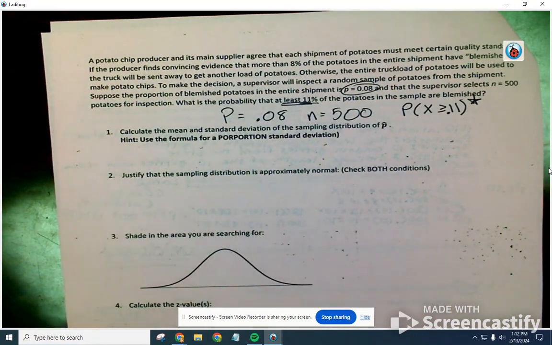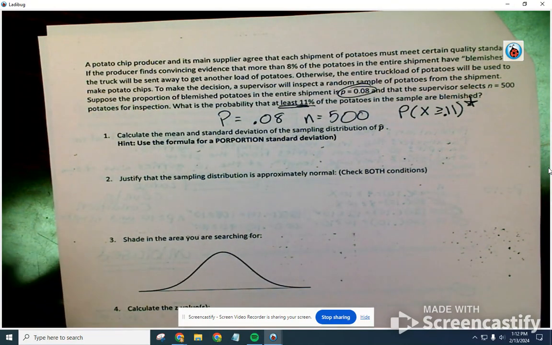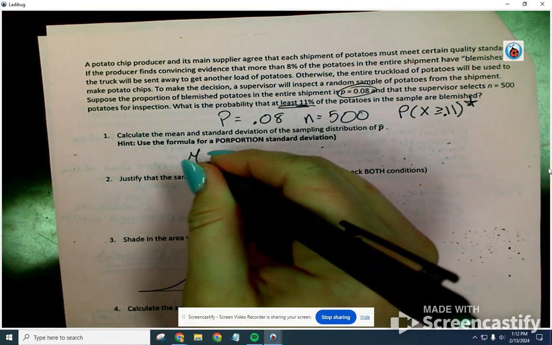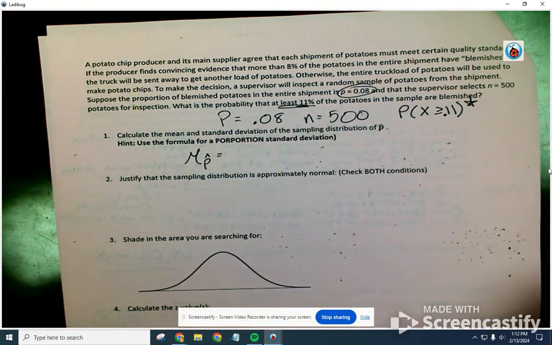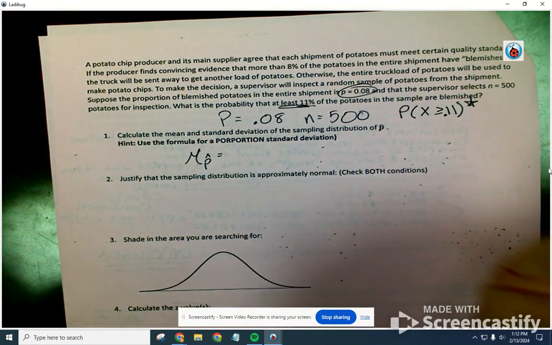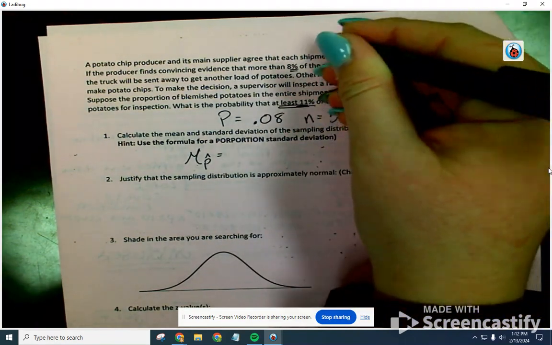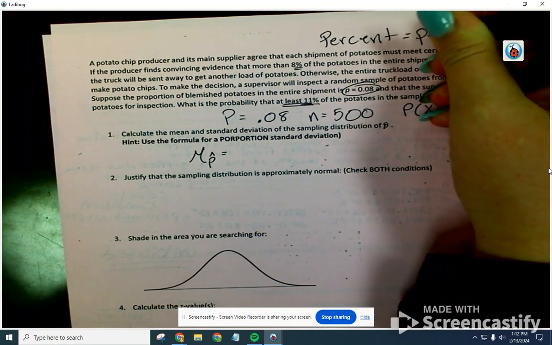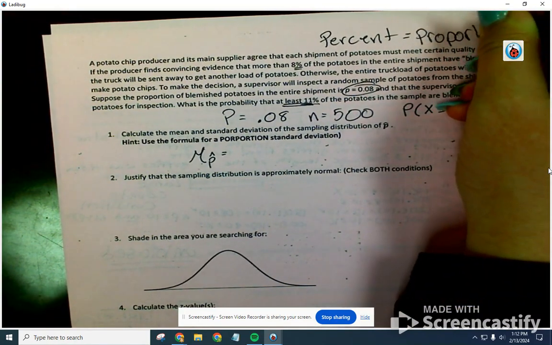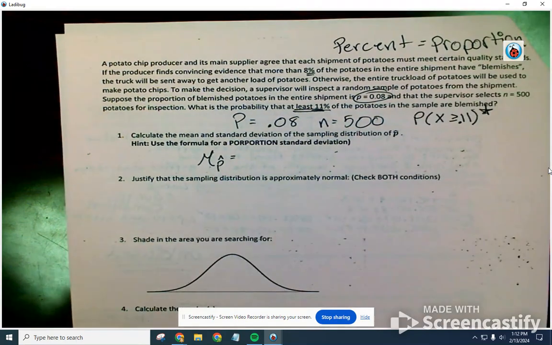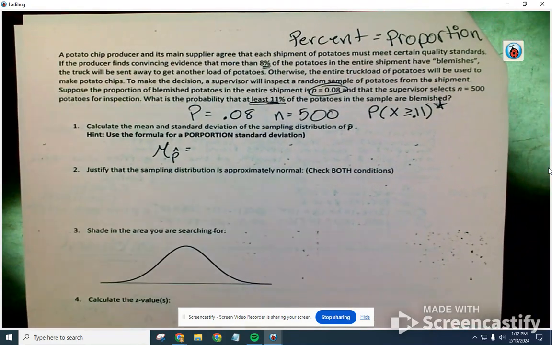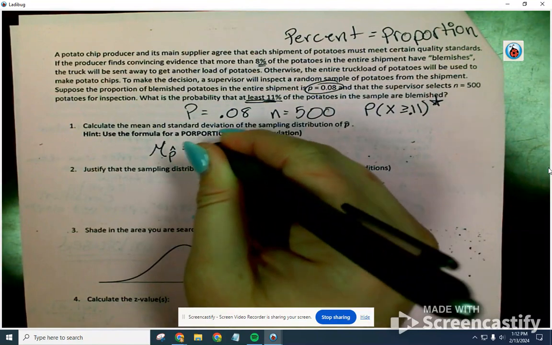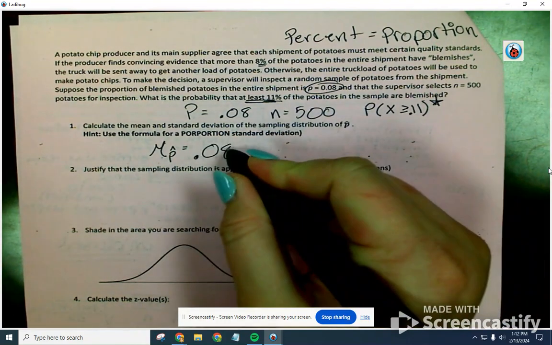Number one says to calculate the mean and the standard deviation of the sampling distribution of p-hat. So our mean for our sample proportion, and we know that this is a proportion problem because we have percents. So percent equals proportion. Okay, so for the mean, it's going to be 0.08. That's our mean for the sample proportion.